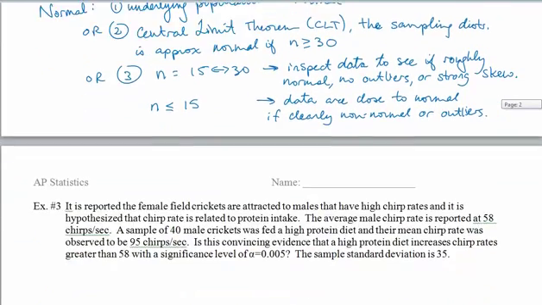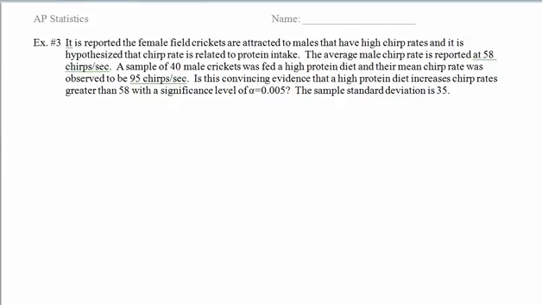All right, so this first example that we're going to look at, example number 3 on our notes, is a one-sided t-test that we'll be using given statistics. It is reported that female field crickets are attracted to males that have high chirp rates, and it is hypothesized that the chirp rate is related to protein intake. The average male chirp rate is reported at 58 chirps per second. A sample of 40 male crickets was fed a high-protein diet, and their mean chirp rate was observed to be 95 chirps per second. Is this convincing evidence that a high-protein diet increases chirp rates greater than 58 with a significance level of alpha equals 0.005? The sample standard deviation is 35.